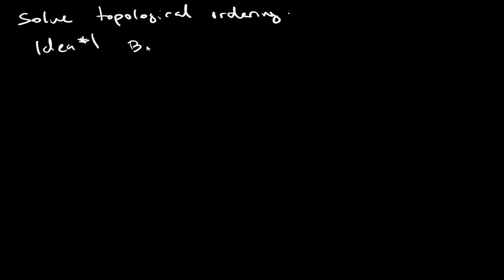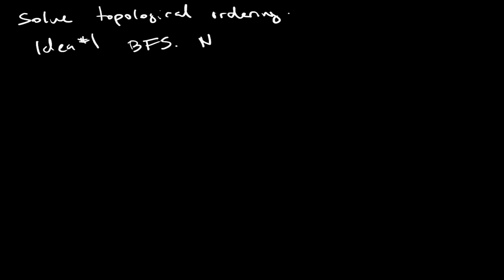Okay, so solving topological ordering. Let's solve this problem of topological ordering. The first idea that jumps out to me is breadth first search, right? It feels like a very breadth first problem, right? Because you kind of want to go in order. But the problem with BFS is you need a start node.